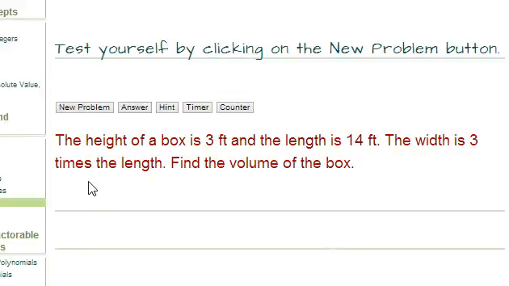Alright, let's see what we got going on here in this problem. We got the height of a box is 3 feet and the length is 14 feet. The width is 3 times the length. Find the volume of the box.